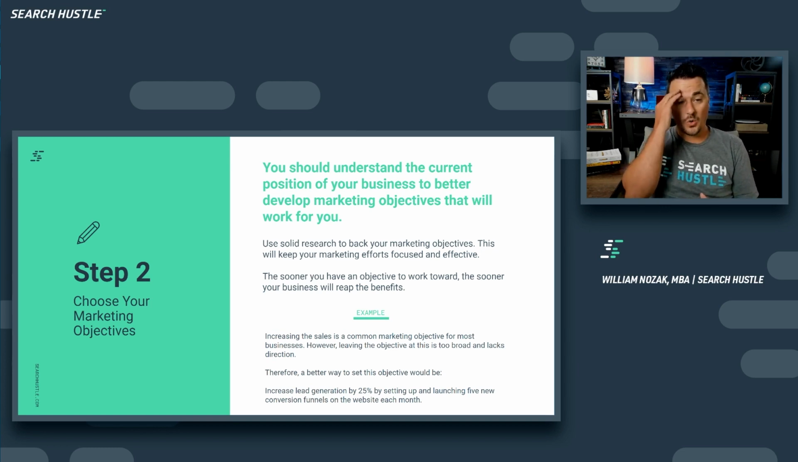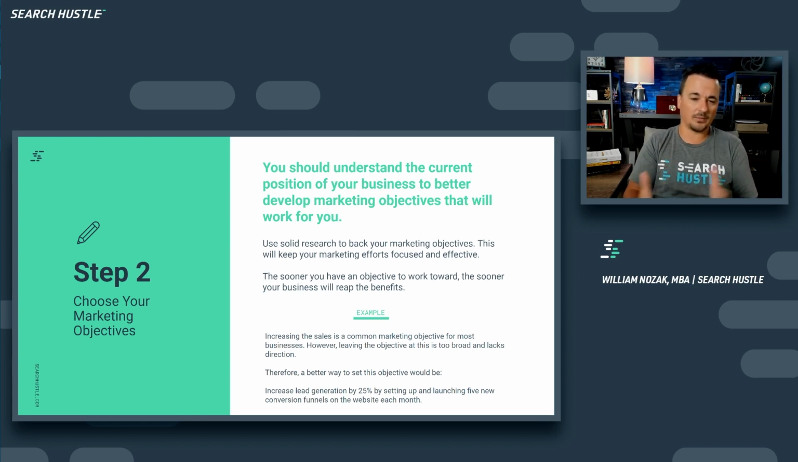So we want to always do solid research to back your marketing objectives as much as we can, qualitative, quantitative, surveys, Google Analytics, Google Search Console. What are the ads saying? What are our sales teams saying? So this keeps our efforts focused and effective. We don't want to have goals that don't really make any sense in the long game.